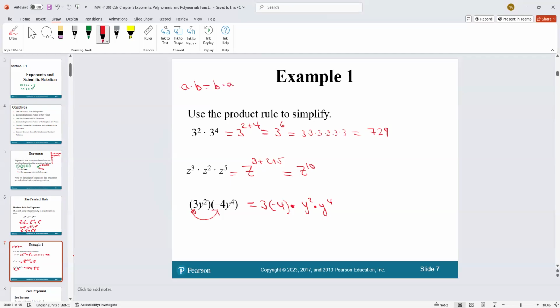Remember, this is a multiplication sign. So 3 times negative 4 gives us negative 12. Remember, in this case, we multiply the coefficients with coefficients, and factors with the same base, like y, we are going to add the exponents. So that will give us negative 12y power 6, and that's the best thing to do. Remember, the power 2 you see here is only for y, and the power 4 is only for y. It doesn't affect the 3 and the negative 4.